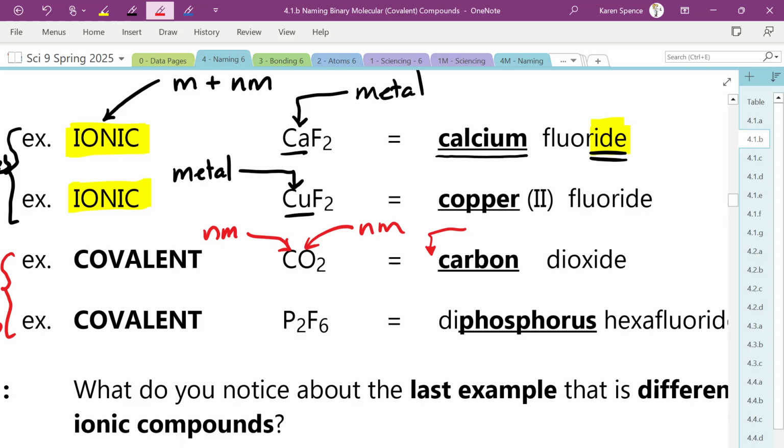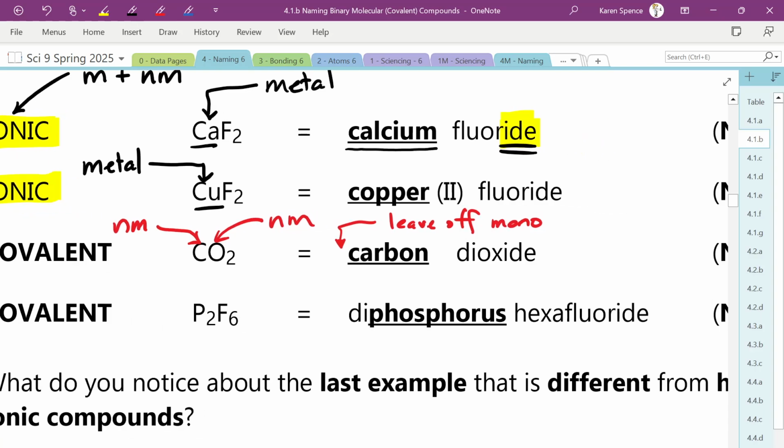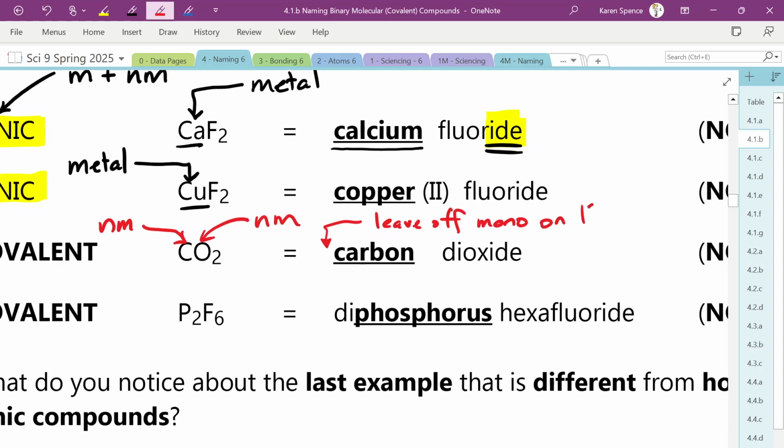Okay, that's a little preview for you. We leave off mono on the first word. There's one carbon, so normally we would say monocarbon, but because that word comes first, we leave off the mono. That's one of those stupid little exceptions that's irritating. So I'm going to keep repeating it over and over.